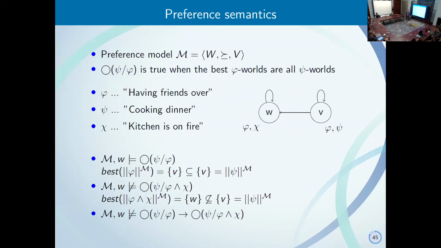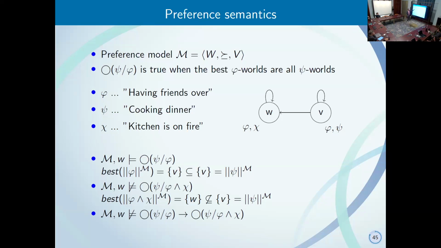How do they work? So far everything is the same. We have worlds, but we have an ordering and an evaluation. And the idea is that psi is obligatory under phi if in the best phi worlds psi holds. Very simple case. The arrow points usually to the better world. So in this case, B is the better option, right? Phi and chi hold here, and phi and psi hold here.